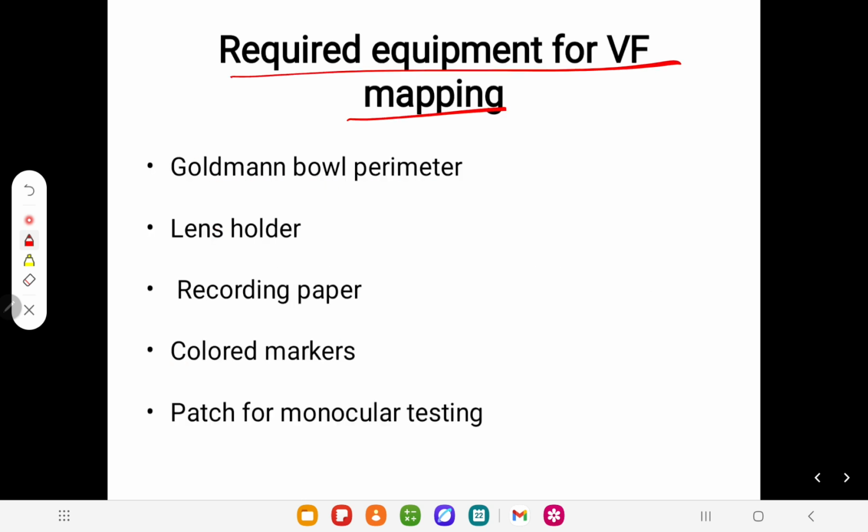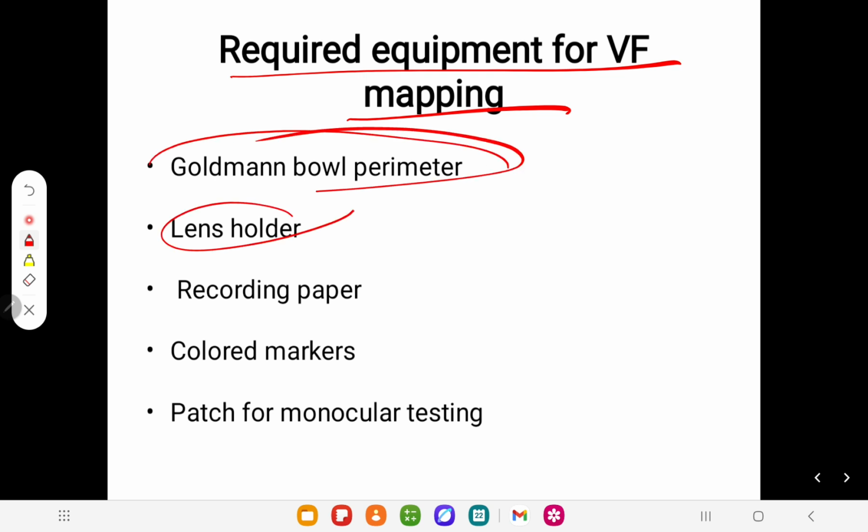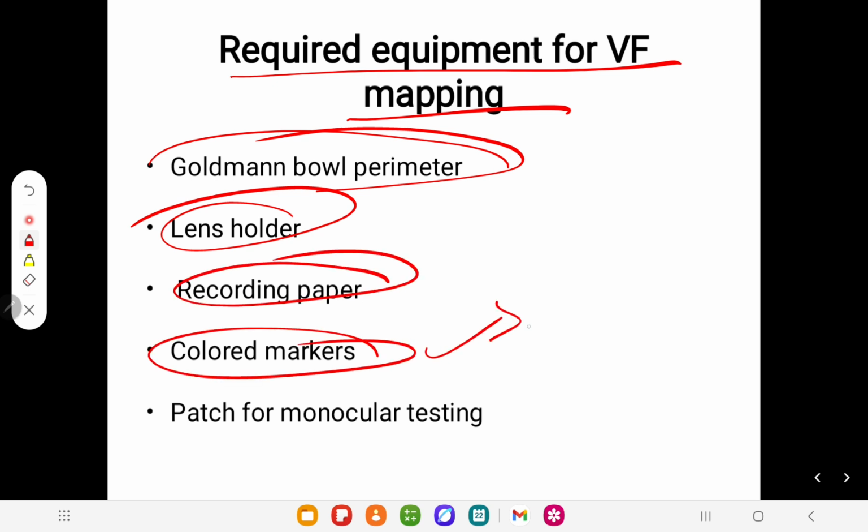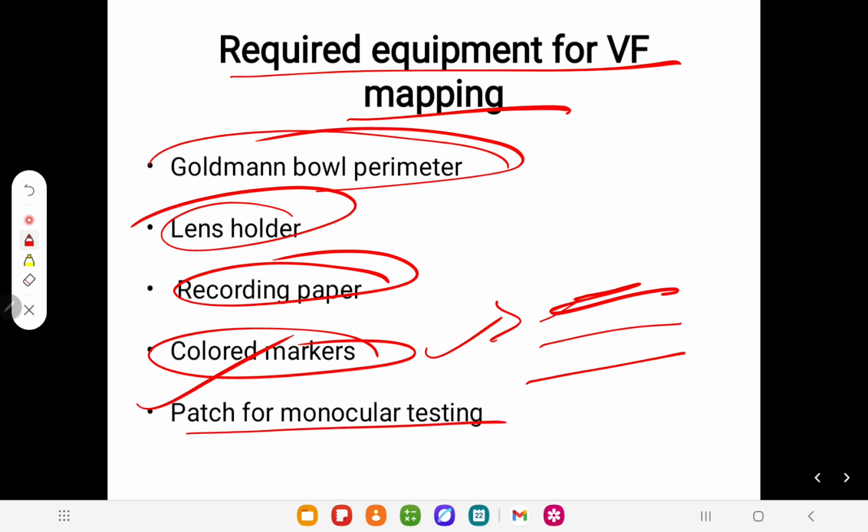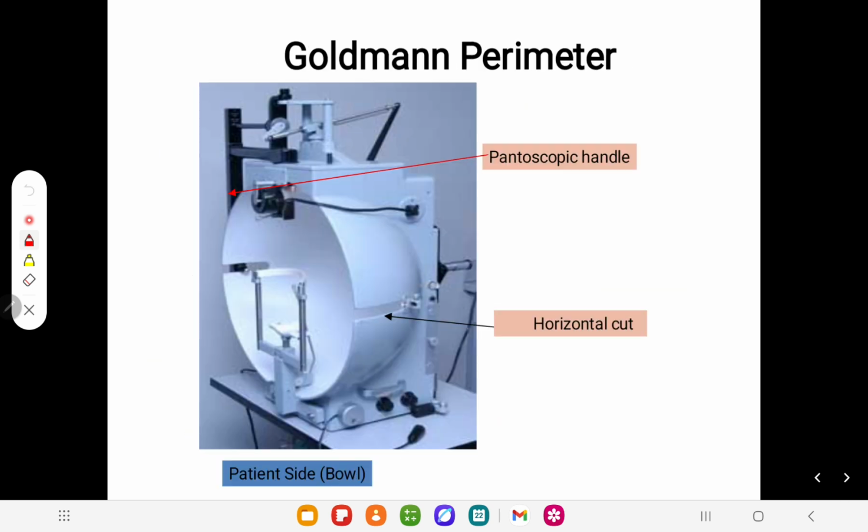Required equipment for visual field mapping. What are the required equipment? Definitely the Goldmann lens holder. We need it because we have to correct refractive error. Recording paper, and color markers, because different isopters we mark differently: one for red, one blue, one black, and whatever is recommended. I'll talk about it later. A patch for the monocular testing, because we have to patch the other eye, isn't it?